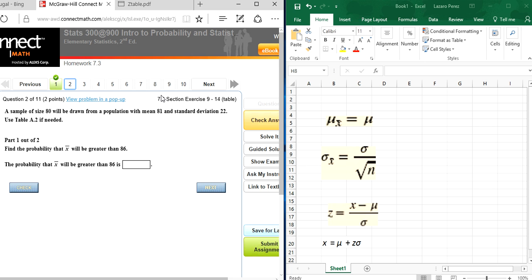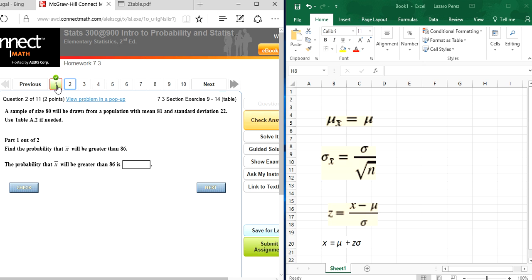Today we're going to be doing a little bit of the homework from Statistics 300, and this is for the class that uses Excel. I know my last video was for the class that uses StatCrunch, so this is similar, just with Excel. I'm going to pick a couple of questions and go at it. As you can see to the right, these are the formulas that you'll need for Chapter 7.3. Let's dive into the questions.